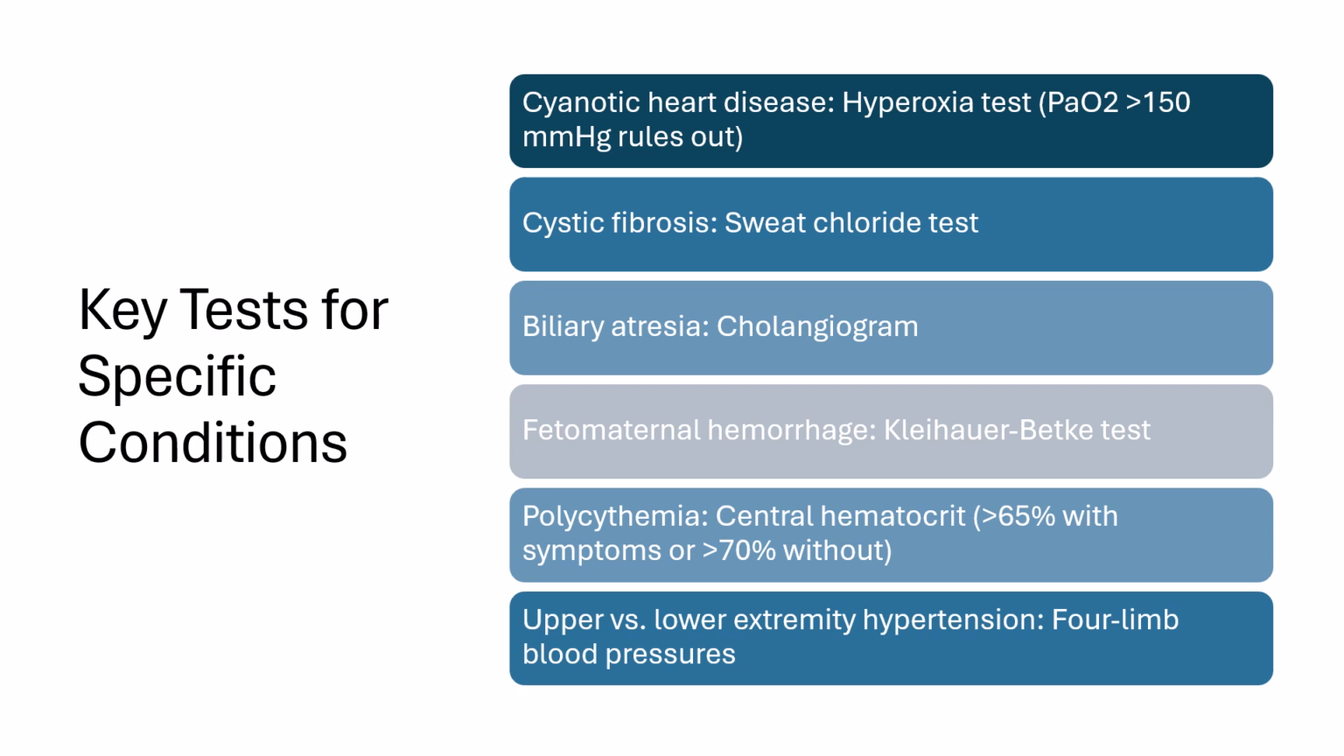For polycythemia, a central hematocrit above 65% with symptoms or above 70% without symptoms indicates the need for partial exchange transfusion. Forelimb blood pressure measurement is essential when coarctation of the aorta is suspected, showing higher pressures in the upper extremities compared to lower extremities.